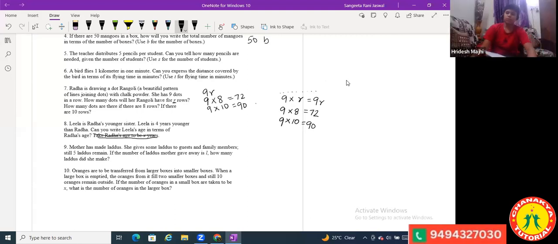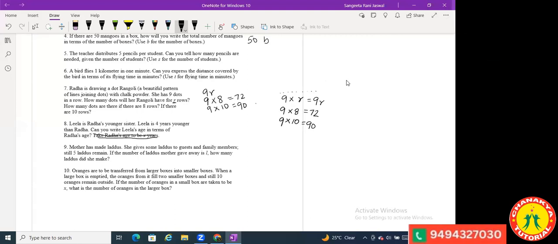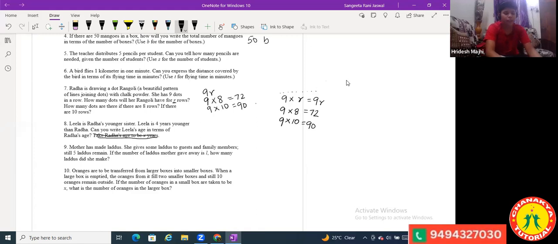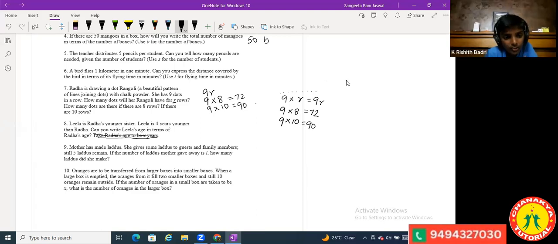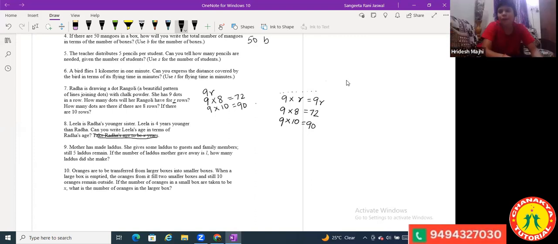Let me finish. Suppose this part is not given, then how do you take the variable? Which one to take as the variable? Teacher, we can take any alphabet. Alphabet is fine, but which one to take? Ma'am, Leela's age is Y, we should take Y.